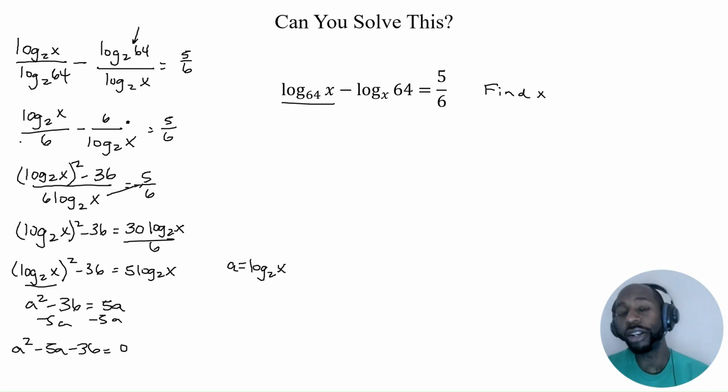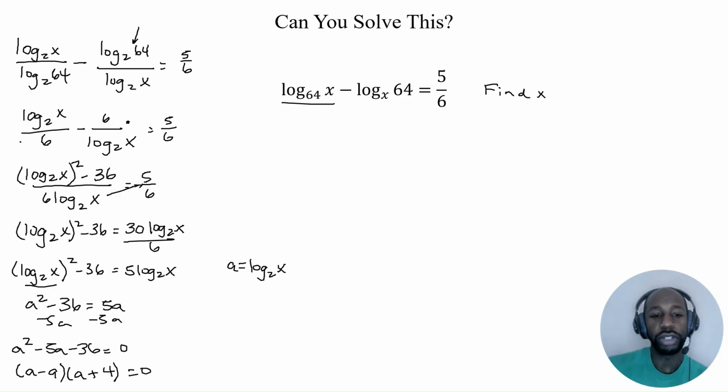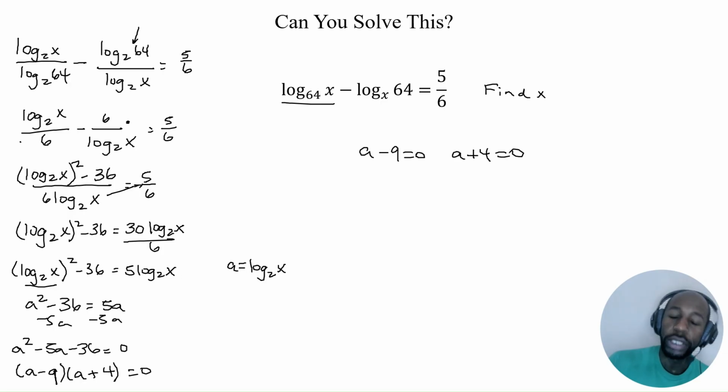So now let's see if we can factor this and find some values for a, and then we'll be close to done. So what times what is negative 36 that can add or subtract to give us negative 5? That'd be negative 9 and positive 4. So a minus 9, a plus 4 is equal to 0. Make sure that works. Yeah, that works. So now that means that a minus 9 equals 0, or a plus 4 equals 0. So there are two possibles. So a is either equal to 9 or a is equal to negative 4.